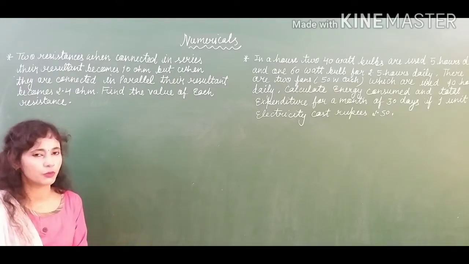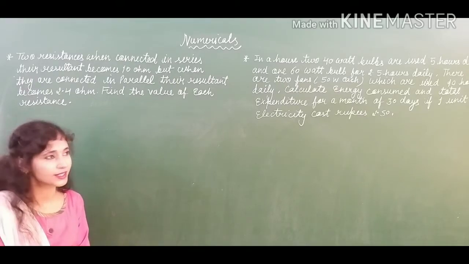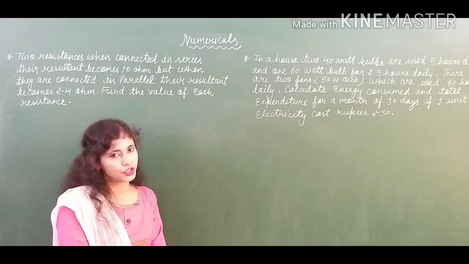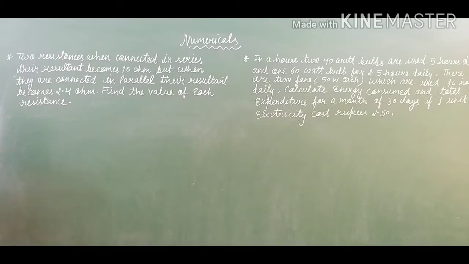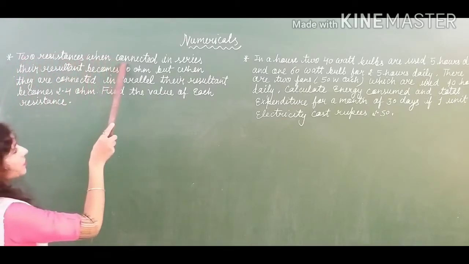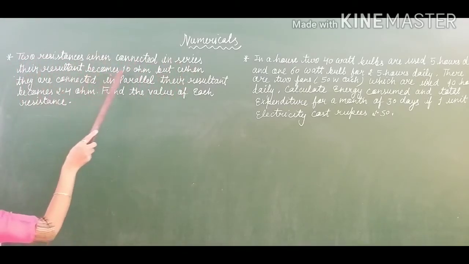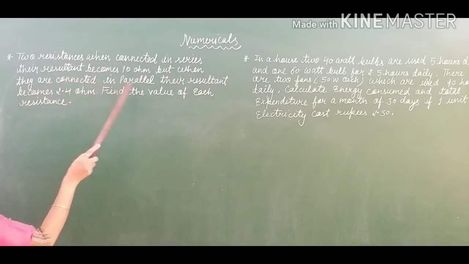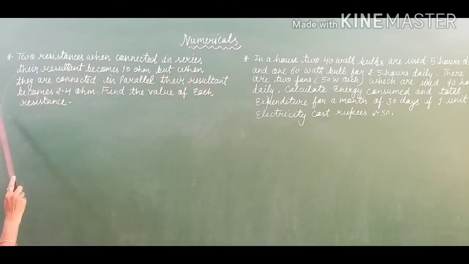We will also solve some numerical problems related to resistance and energy consumption. So you see here the first question which I have brought for you. Two resistances, when connected in series, their resultant becomes 10 ohm. But when they are connected in parallel, their resultant becomes 2.4 ohm. Find the value of each resistance.